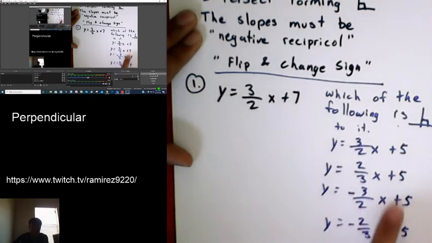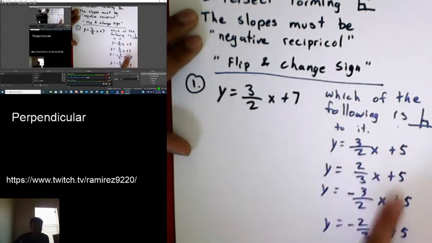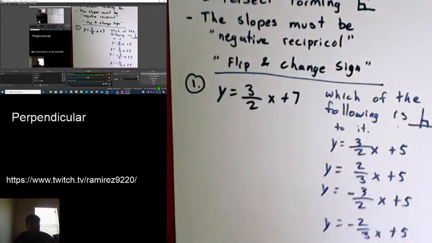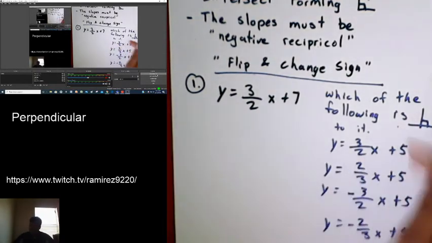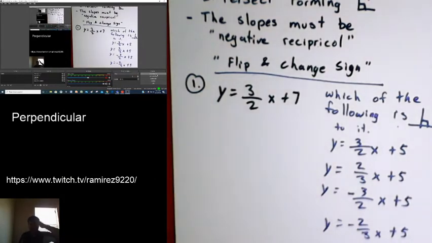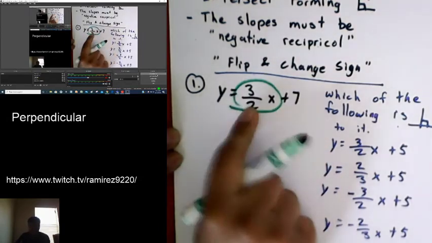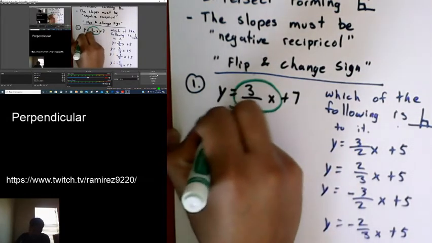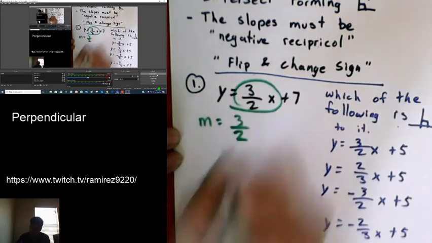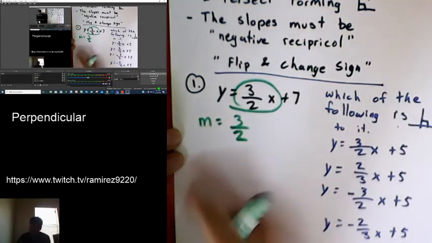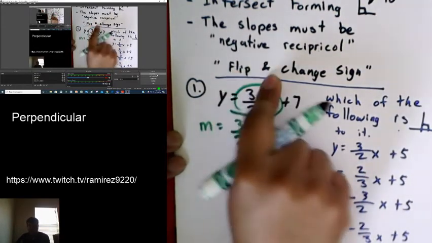Please keep in mind that I decided to keep these the same because these won't make a difference at all when it comes to whether it's going to be parallel or perpendicular. Remember, these are just vertical shifts. That's all they do. The actual angle of the line is determined by the slope. So right now, if we just look at our current slope, it is 3 over 2. For it to be perpendicular, it must flip and change sign.